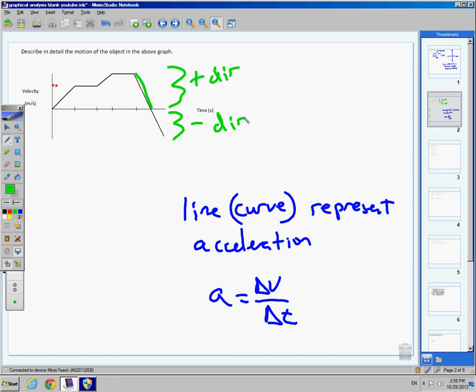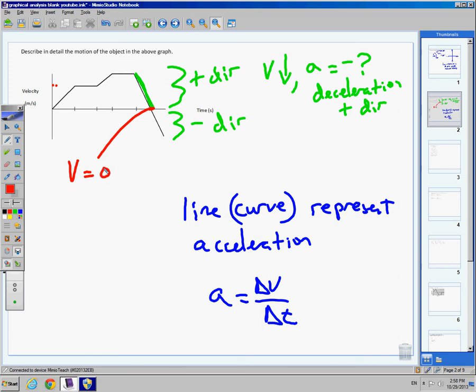But for this one here, since it's still above the x-axis, I know it's going in a positive direction, and the velocity is going to decrease, and the acceleration is going to be equal to negative some number, or deceleration in that positive direction. Well, once it reaches the x-axis right here, I know that the velocity equals 0 meters per second. At that particular spot, it has no velocity, so it has no acceleration.